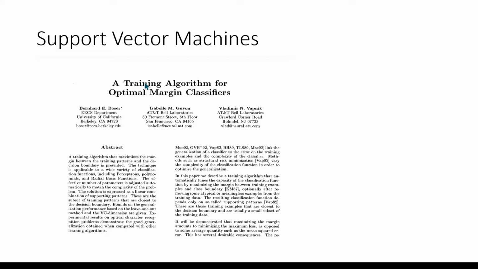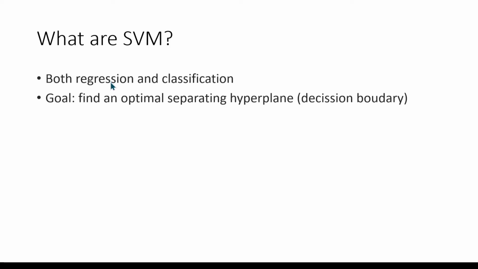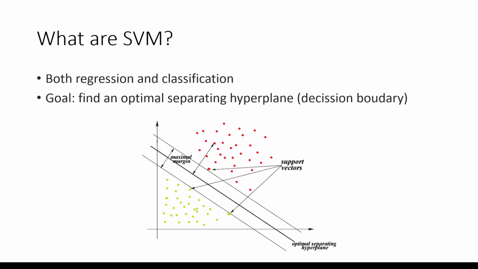But what are support vector machines? As I said, you can use them for both regression and classification tasks. That means you can use them to predict continuous data, and you can also use them for classification. For example, if you are in statistics, you can use linear regression for continuous data, and you can use logistic regression for binary data. But in this case, with support vector machines, you can use them for both classification and dichotomous or multichotomous data. When you use support vector machines, your goal is to find an optimal separating hyperplane, which is called the decision boundary. So you have to find an optimal separating hyperplane.